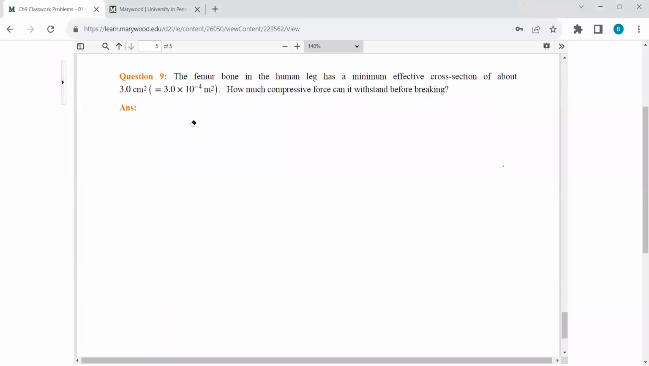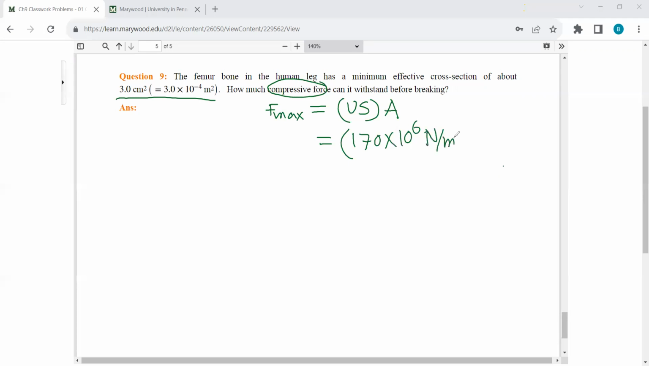All right, so this is the last problem, and I think it is one of the easiest problems in this chapter. It says that the femur bone in the human leg has a minimum effective cross-section area about this. The area is already given, and the question is how much compressive force it can withstand before breaking. So again we need to calculate F max. F max is equal to ultimate strength times the area, and the ultimate strength for human bone under compression is 170 times 10 to the power 6 Newton per meter square. Again, you can find this from the textbook table or from my lecture. And A is this.